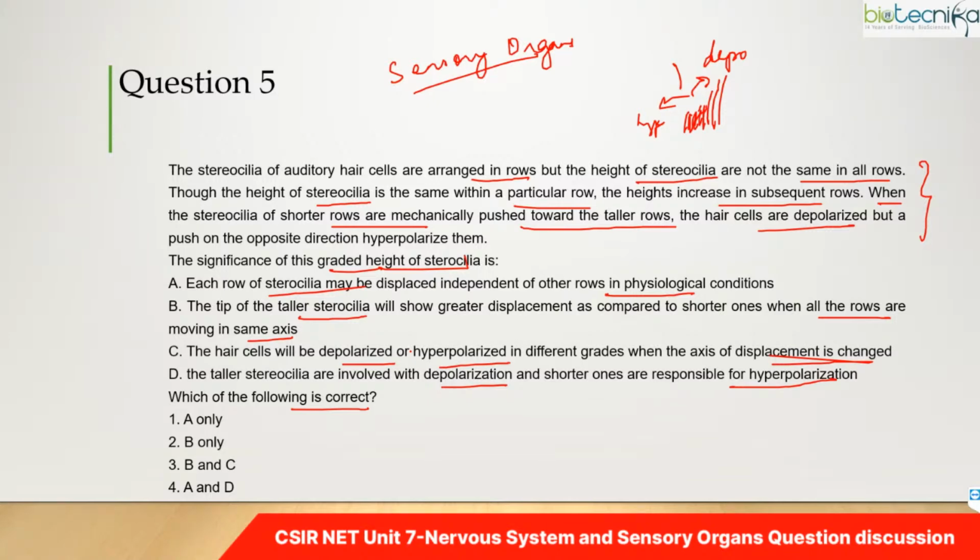The taller stereocilia involved with depolarization and shorter ones responsible for hyperpolarization. Is it like that? Now only we read, right? It is not like that. They are all moving together. Not that tall one is for depolarization, short one is for hyperpolarization. It is mentioned in the question what is causing depolarization and what is causing hyperpolarization. So definitely D is not correct, students, if you read this carefully and if you understand how this movement is occurring. Okay, so anything else, any other option that you think is appropriate?